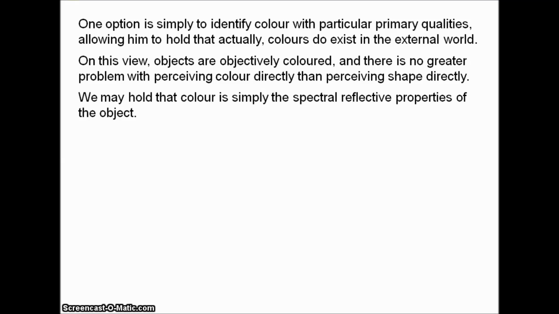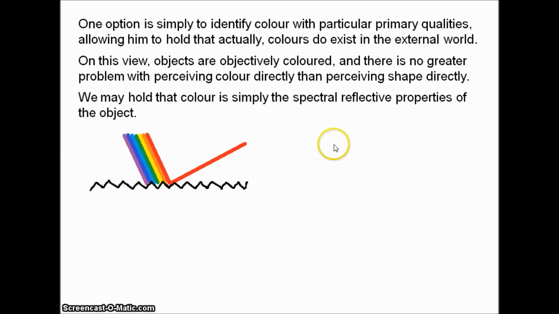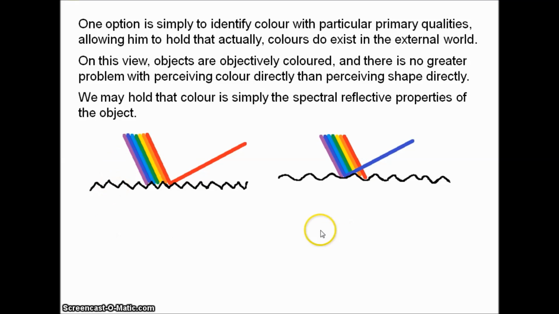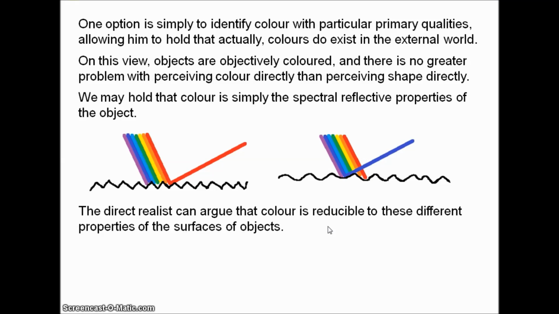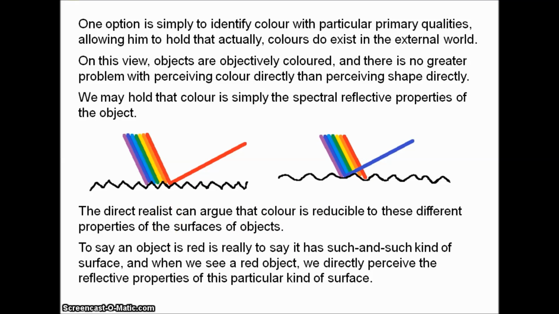Now, let's consider a very simplified example and suppose that this object has a particular kind of surface that causes it to absorb everything except light with a wavelength of 650 nanometers, so that is what we would call red light. And this one has a different kind of surface that causes it to absorb everything except light with a wavelength of 475 nanometers. That is blue. Now, the direct realist might hold that colour is reducible to these different properties of the surfaces of objects. So to say that an object is red is really to say that it has such and such kind of surface, and that when we see a red object, we directly perceive the reflective properties of this kind of surface.